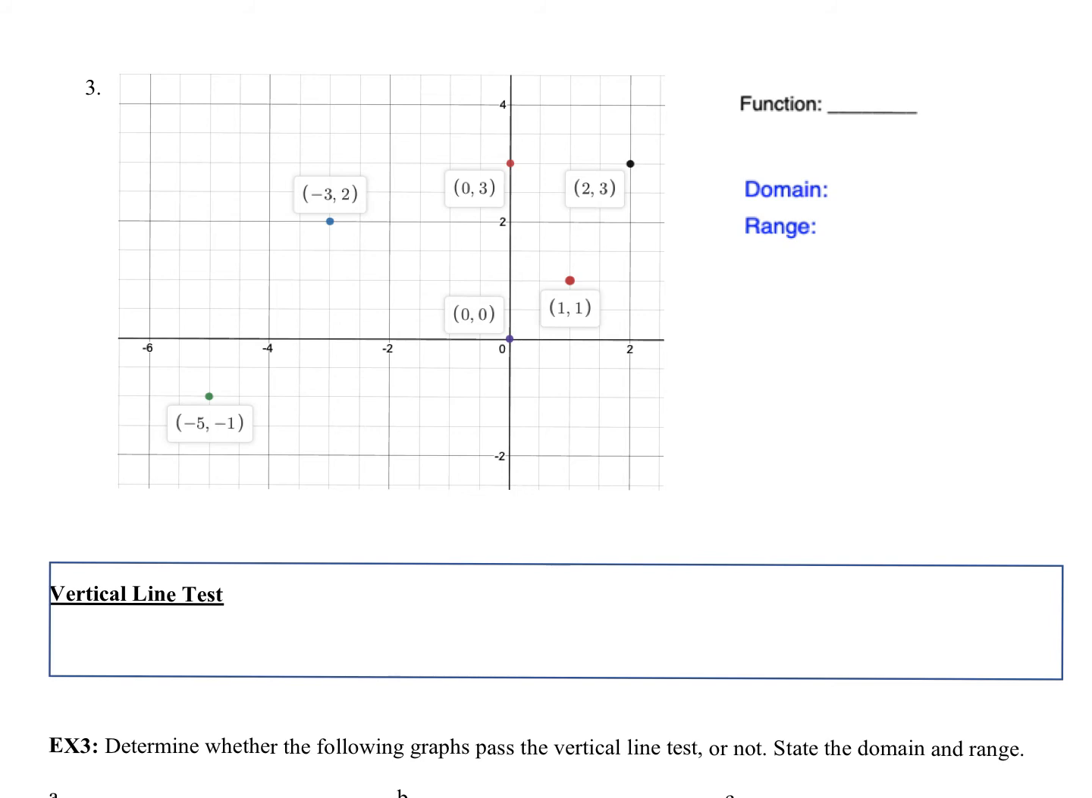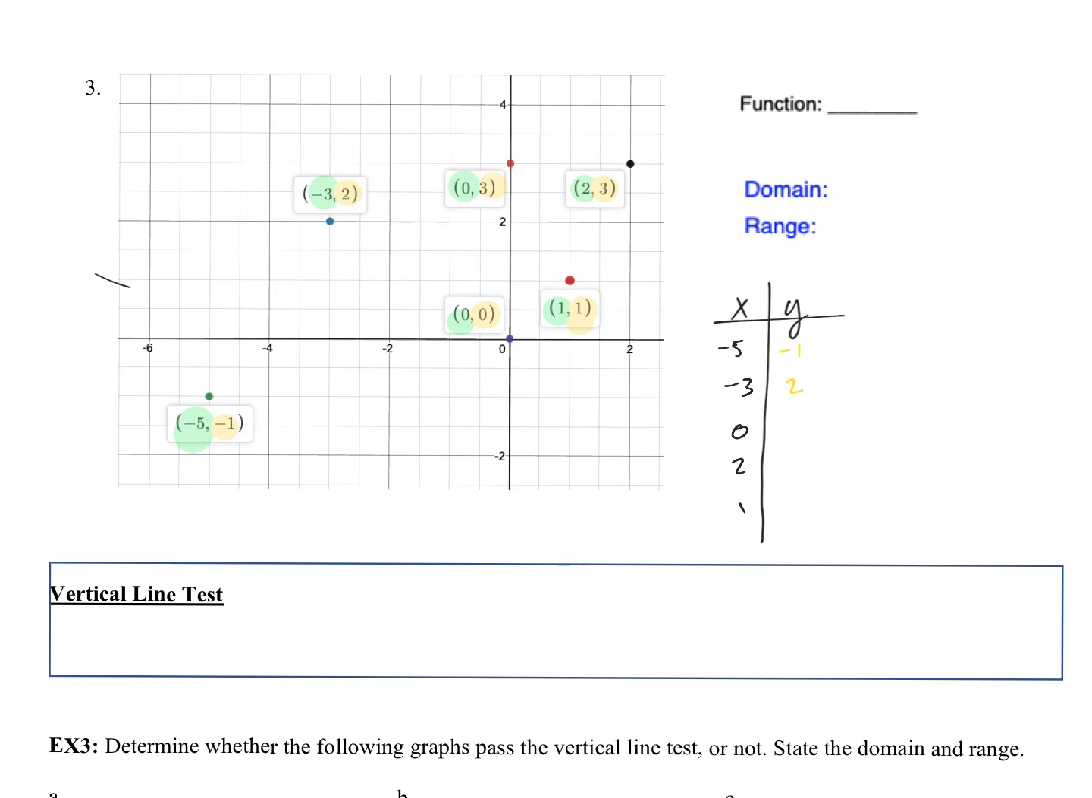Now, is it a function? Well, it's kind of hard to look at it from what we have here. Let's go ahead and do a table of values. So I'll go ahead and highlight my x values. And my y values. So you might see something already, but let's go ahead and follow along with this. So x is -5, -3, 0, 2, and 1. Let's write down the matching y's.